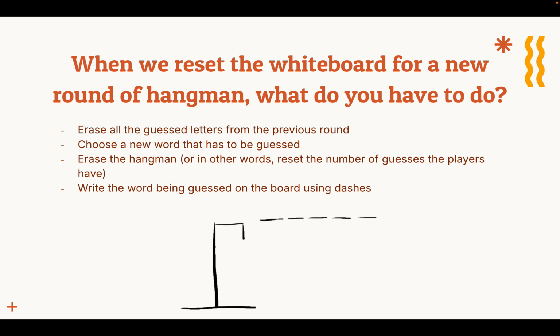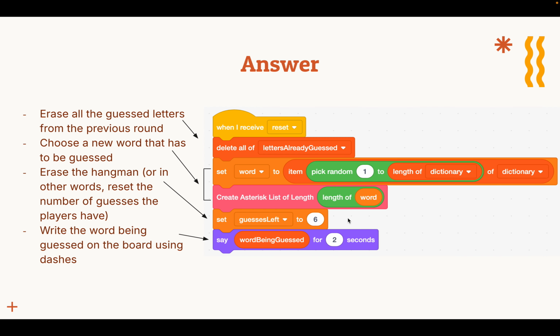I'm hoping you guys were able to pause the video and try this out. So I'm going to reveal the answer now. When I receive reset, so every time the program broadcasts reset, meaning the program wants to reset the game, we have to delete all of letters already guessed. Do you guys remember how we had a list with all the letters guessed? So for example, like A, E, P, D. So we have a list with all of these letters guessed. We want to delete those letters, since at the beginning of every new hangman round, all of these letters can be re-guessed, right? So you want to delete them.